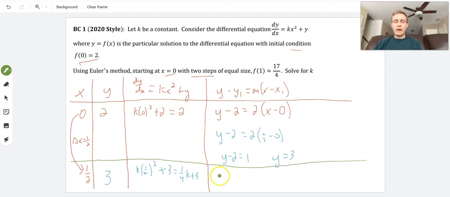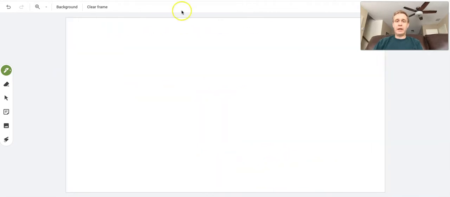So we'll have y minus 3 is equal to our slope, which is 1/4 k plus 3, multiplied by x minus 1/2. That whole slope is multiplied by x minus 1/2, because that's how point slope form for our tangent line is set up. But notice I put parentheses around that to properly denote that this whole thing is being multiplied by this. And so now I will continue this on the next page.